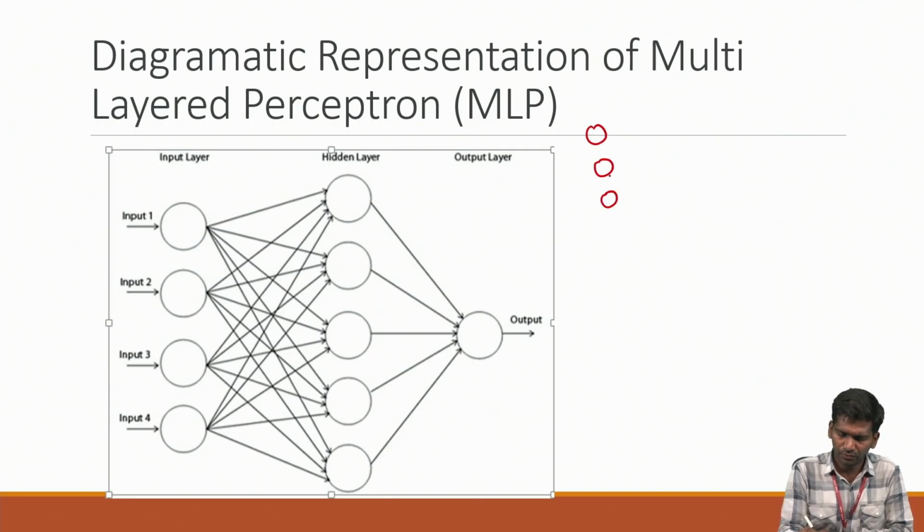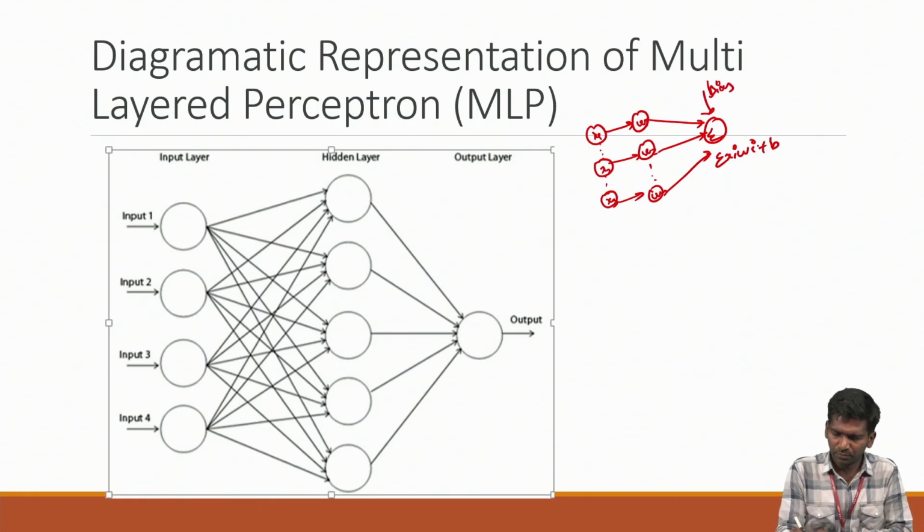We have inputs x1, x2, x3, up to xn, with weights w1, w2, and so on up to wn. Here summation takes place. What is the summation? Sigma xi wi, and the bias is also added: plus bias. So this happens in step 1.